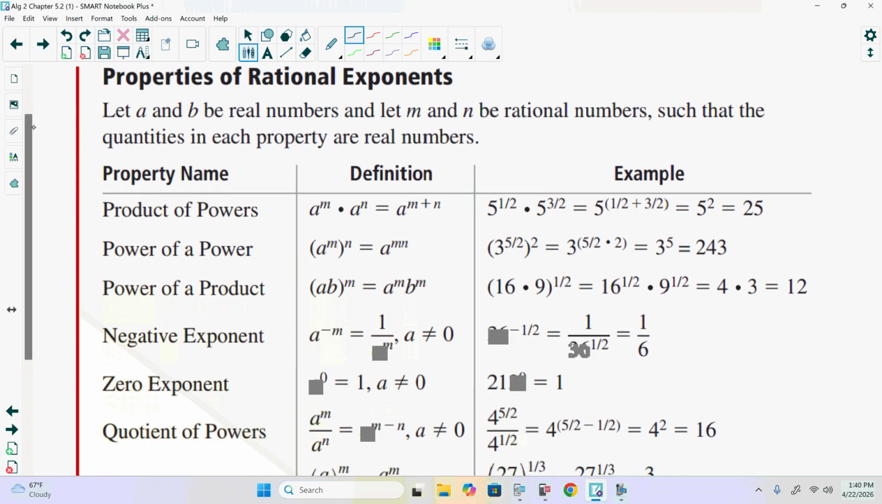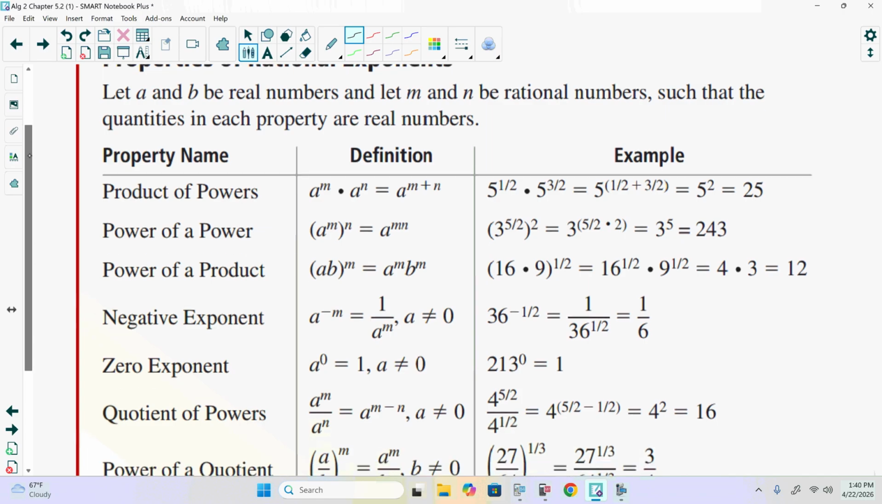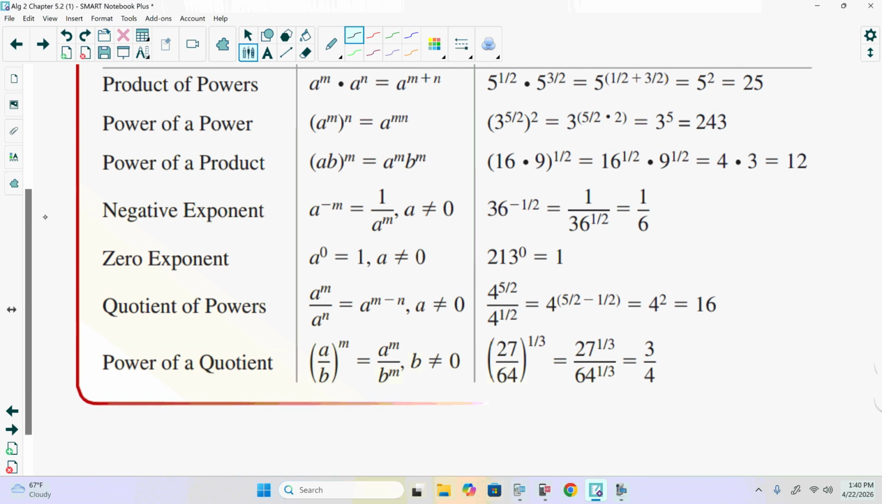So the first thing we have, this is already listed in your note sheet, you don't have to fill it in, is our properties of rational exponents. Properties of exponents, we've had this before. We've worked with this on and off for a decent bit. The first one we have is product of powers. If we have two things being multiplied together, like bases, we add the exponents. Power of a power, a to the m to the n: if we have a power of a power, those powers multiply.